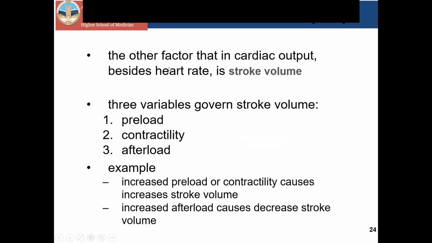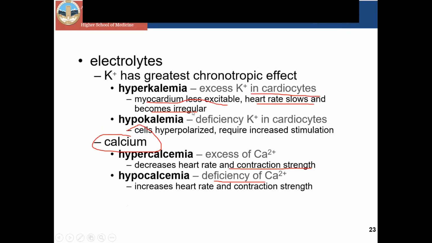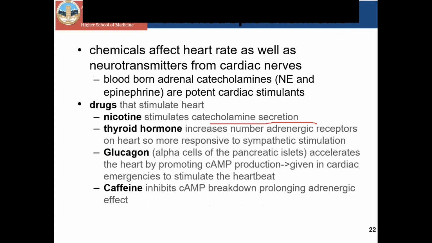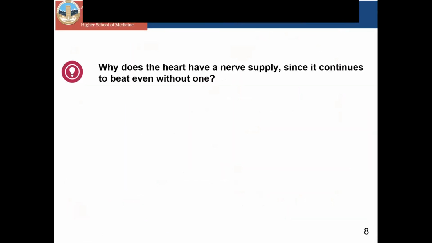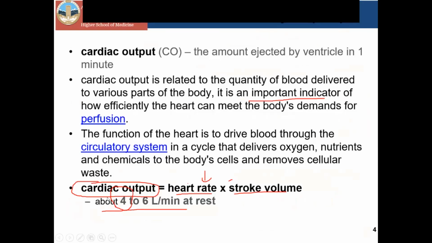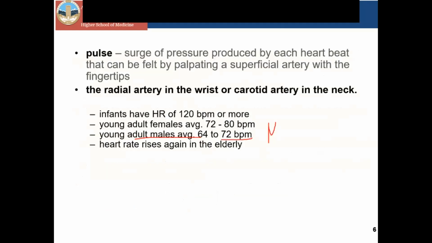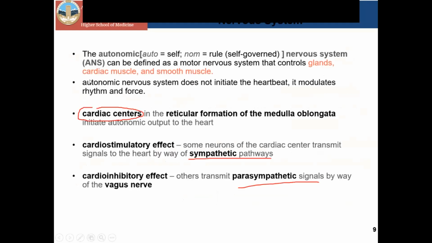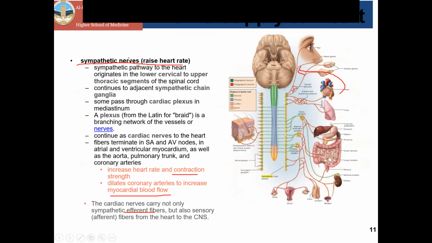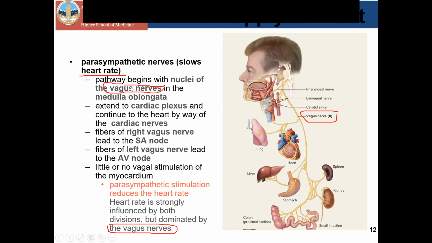Okay, the other factors. Now we finished. I will shortly explain this part to you again. We discussed cardiac output, and we understand what it means. It is connected with heart rate and stroke volume. Heart rate is the chronotropic effect, positive or negative. Positive means increased heart beating, negative means decreased heart beating. Positive is connected with the sympathetic nervous system with epinephrine, and the parasympathetic nervous system with the vagus nerve.